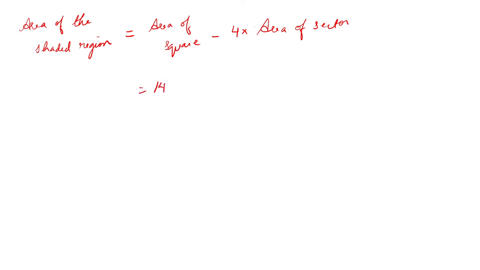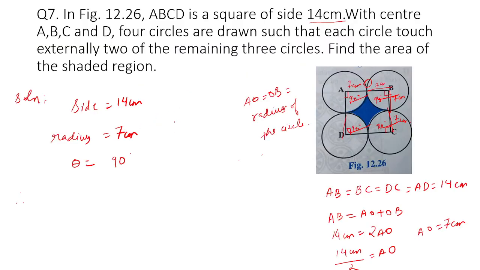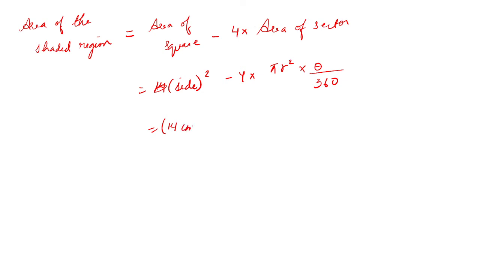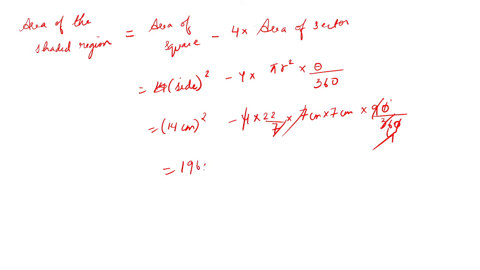So area of a square is side square. Now area of a sector is going to be pi r square into theta by 360. That's the formula, right? So side square is going to be 14 centimeter square minus 4 into 22 by 7. See, unless it's mentioned, use pi as 22 by 7, okay? And the radius is 7 centimeter into 90 degree by 360. So cancel out 0, cancel out 4, you can cancel this out, and 7, 7. So you have 196 centimeter square.